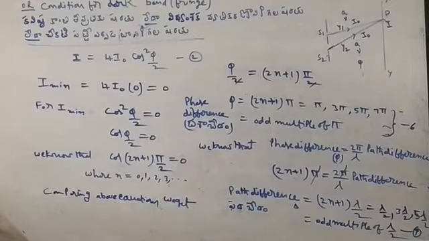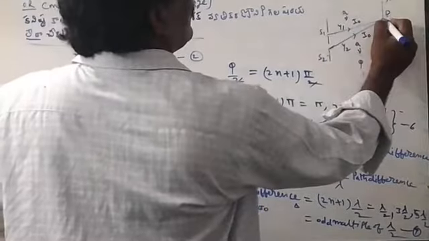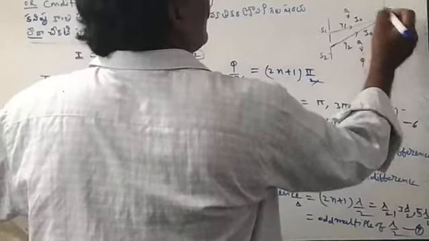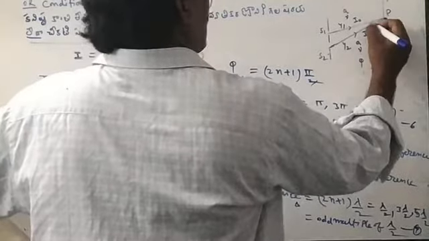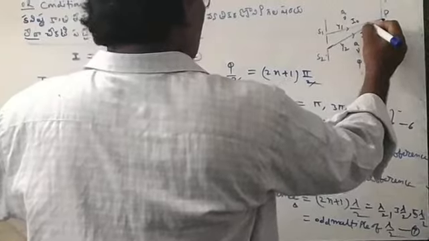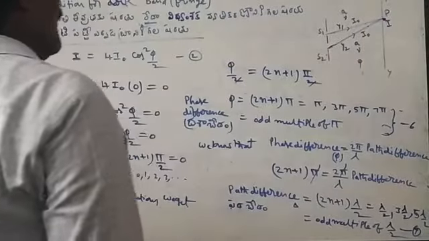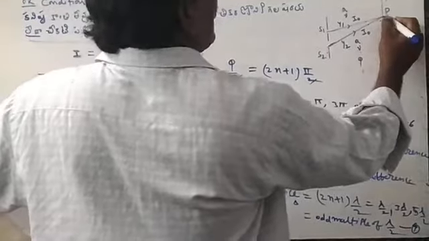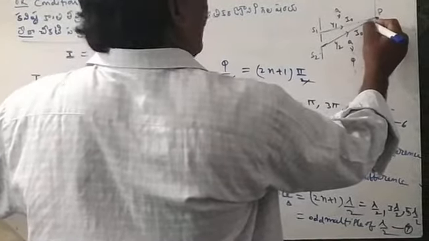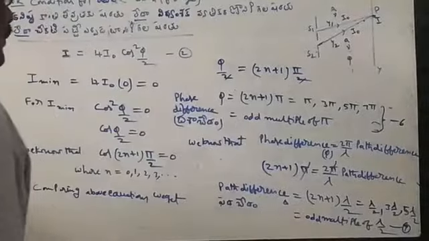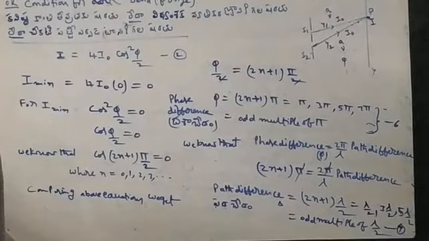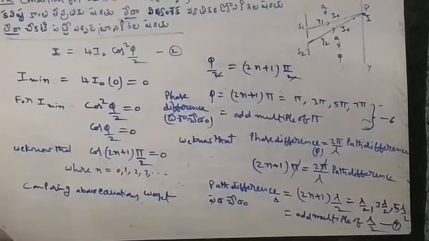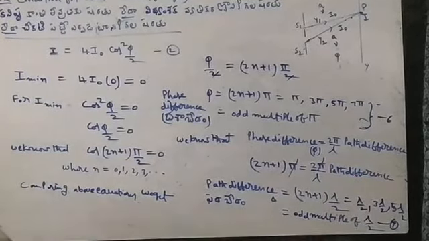For a dark fringe, for minimum intensity at P, the phase difference between the two waves is equal to 2n plus 1 into pi. For minimum intensity at P, the path difference between the two rays is equal to 2n plus 1 into lambda by 2, that means odd multiple of lambda by 2. These are the conditions.